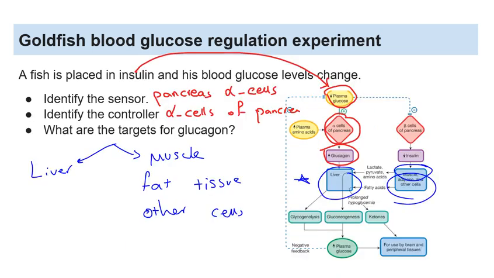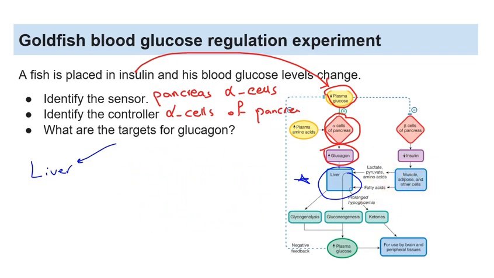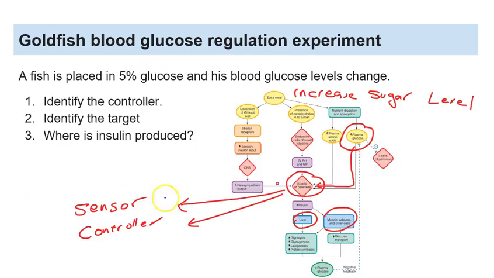Okay, so then let me just go back to the glucagon. I'm going to correct my mistake that I had. So for glucagon, the target would be only liver or hepatocytes, okay? So we have the target for glucagon, liver, but for the insulin, we have more targets: liver, muscle, adipose, and other cells.